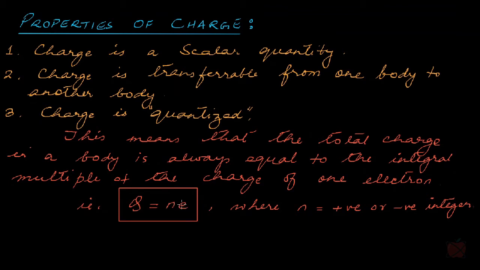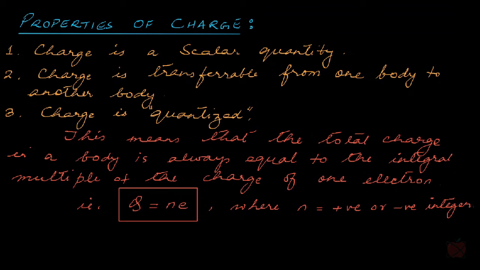What is e here? e here is the charge of one electron, okay? And n here is a positive or negative integer. I believe you know what integers are. Integers are whole numbers with either a plus sign or a minus sign, including 0. All right, so n here is a positive or a negative integer.